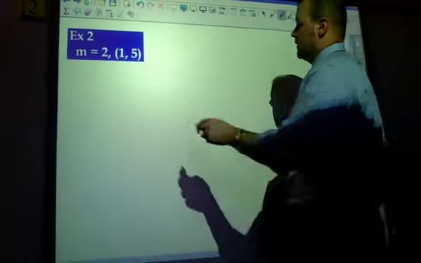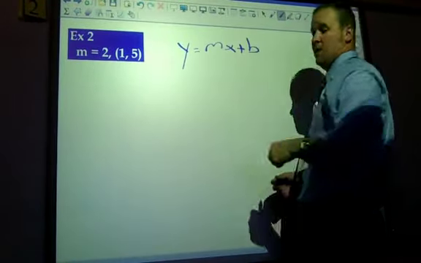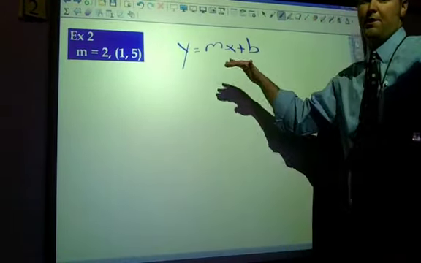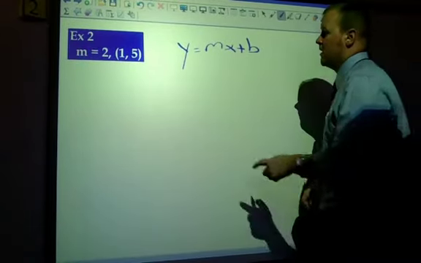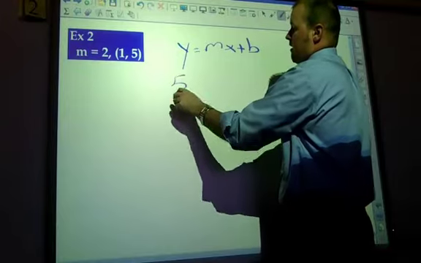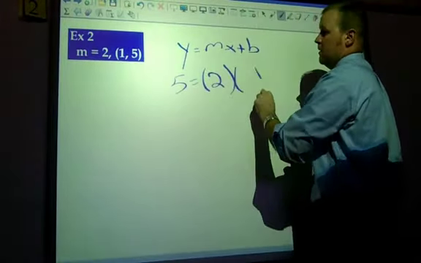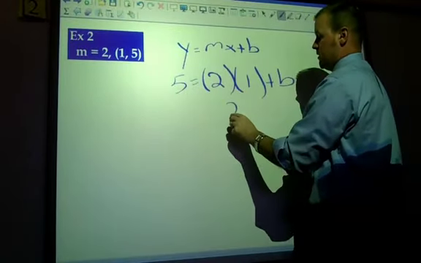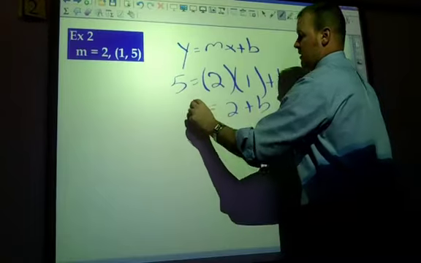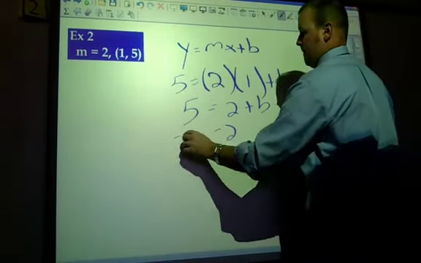We'll try that all over again. So y equals mx plus b. When you get better at that, you'll plug things right in. You won't write this part every time, but for right now, since we're just getting practice, we'll do that. So we know y is 5, m is equal to 2, so we have 2, x is 1, plus b. So 2 times 1 is 2, plus b equals 5.